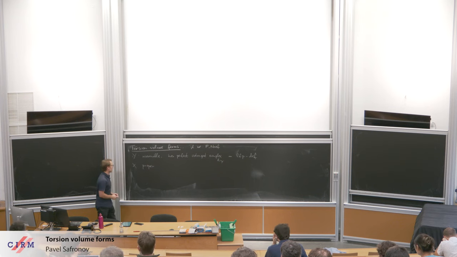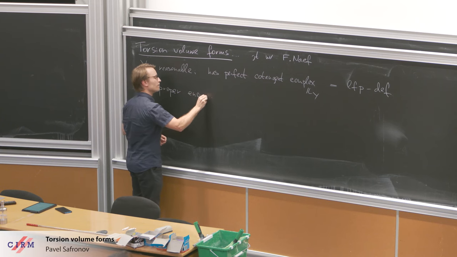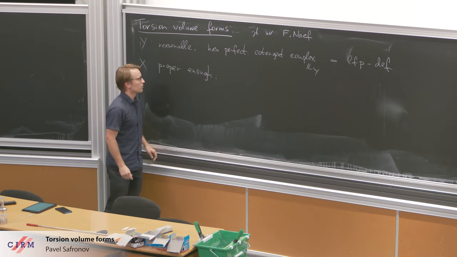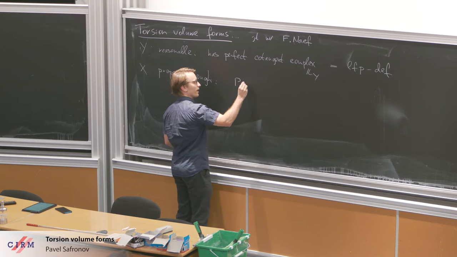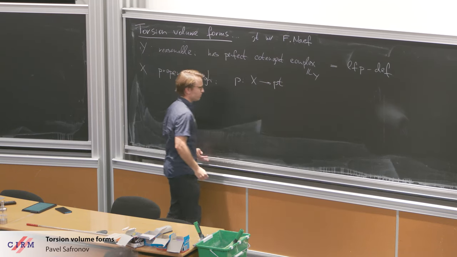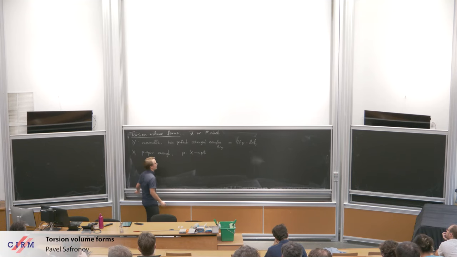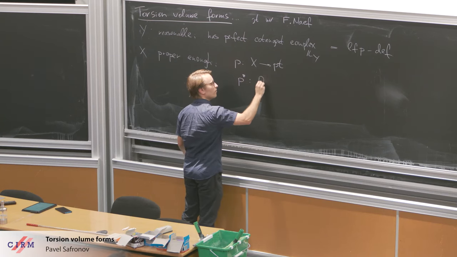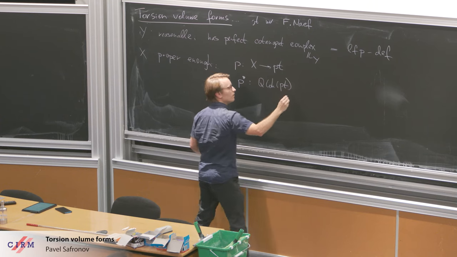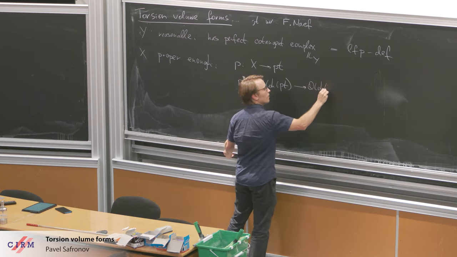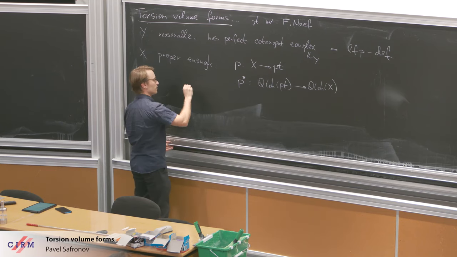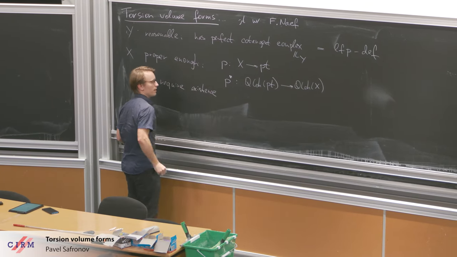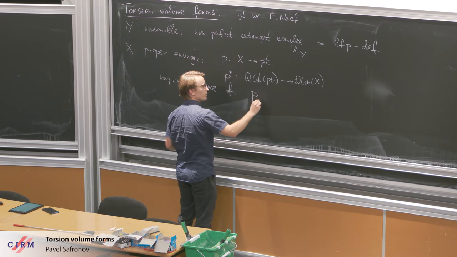is what I'll call a stack proper enough. And that's the following condition. I don't have a better name, unfortunately, for this. So you look at the projection, and you require that the pullback has a left and a right adjoint. So that you have a pullback functor from sheaves on the point to sheaves on X. And you require existence of a left adjoint and a right adjoint.